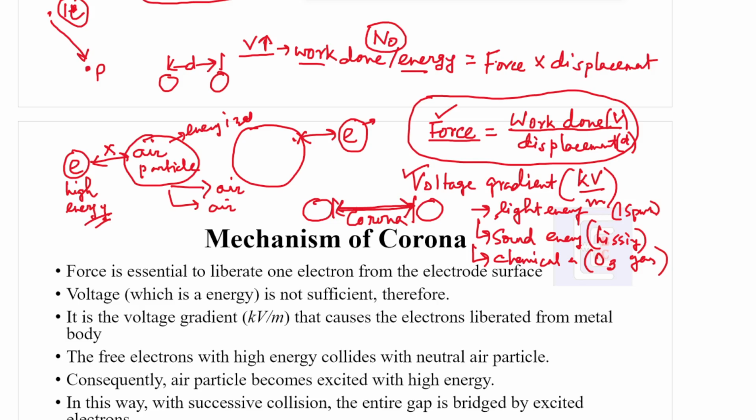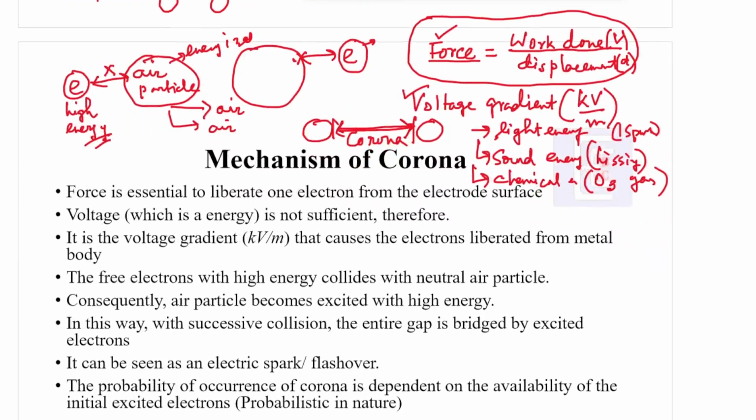Okay. So as I told you, let me quickly check the facts one by one. Now force is essential to liberate one electron from the electrode surface, that I have told already. So voltage is very important, which is an energy. It's not sufficient, therefore voltage cannot free. So who is responsible? It is the voltage gradient. It is the responsible quantity that causes electrons to be liberated from the metal body.